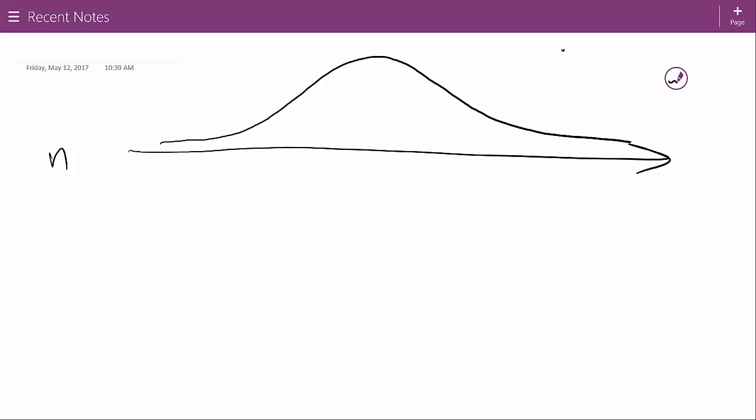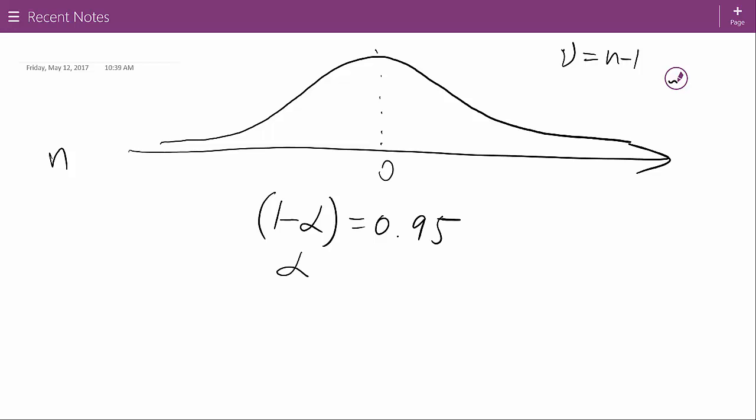T-distribution with degrees of freedom equals n minus 1, and the center is 0. In order to find out how many standard deviations I want to go to the right and to the left, first I want to decide what confidence level I want to pick. So I have to say 1 minus alpha is how confident I want to be. Let's say it's 0.95. Therefore, the chance that I will make an error, the significance level, is going to be only 5%.